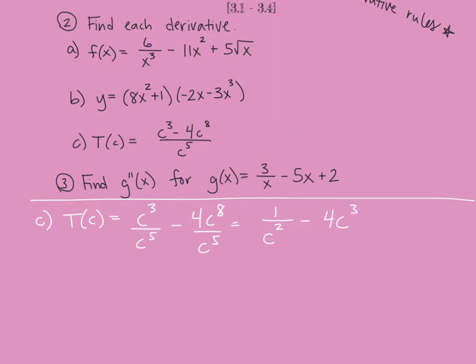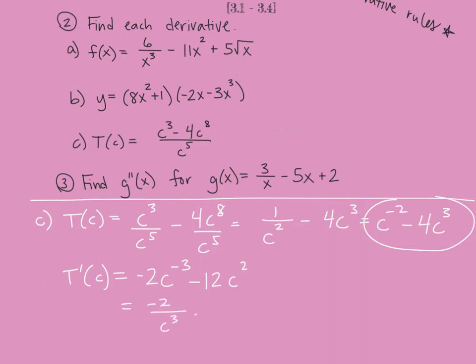And then you can end up rewriting the first term as c to the negative 2nd, and the second term can just stay as that. So that's t of c. Then when we find t prime to find the derivative, we're taking the derivative of this right here using the power rule twice. So we'll bring the negative 2 out front and subtract 1 in our exponent, bring the 3 out front and multiply by the 4 and then subtract 1. Writing with positive exponents will be negative 2 over c cubed and then minus 12c squared.